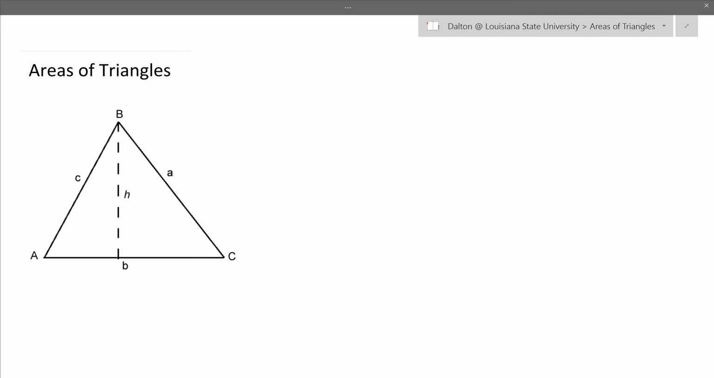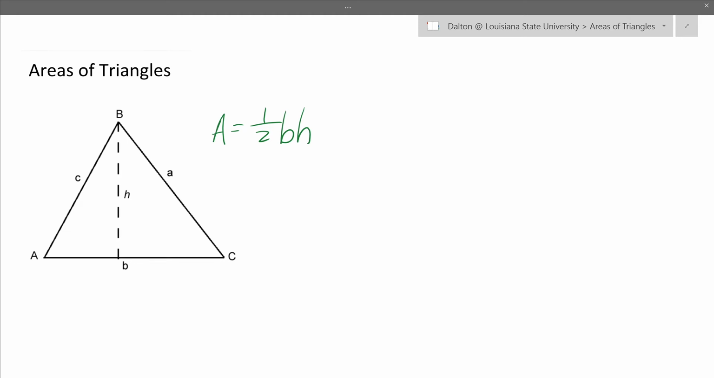It's pretty simple, right? We know that the area of a triangle is simply just 1/2 base times height. But the problem is many of the triangles that we've been dealing with lately don't have a height. We don't know what the height of the triangle is. We just know the 3 side lengths or some of the angles.